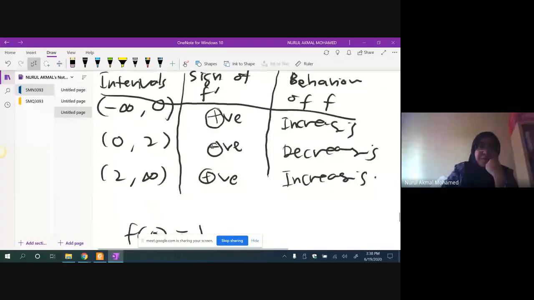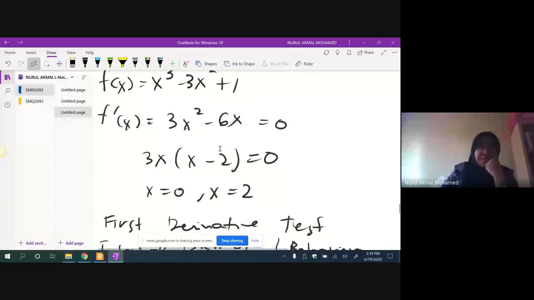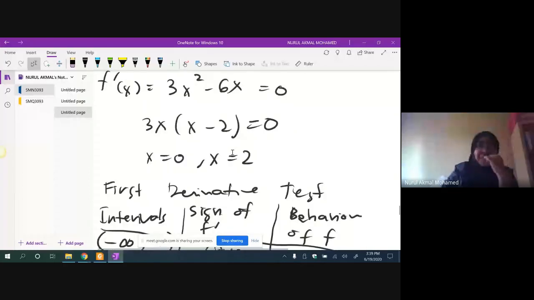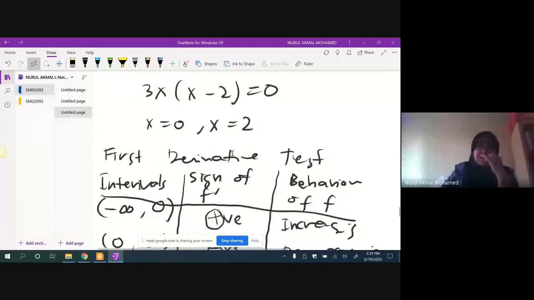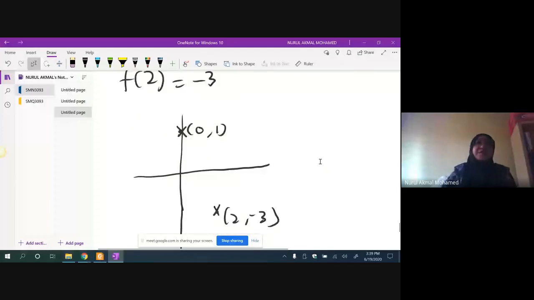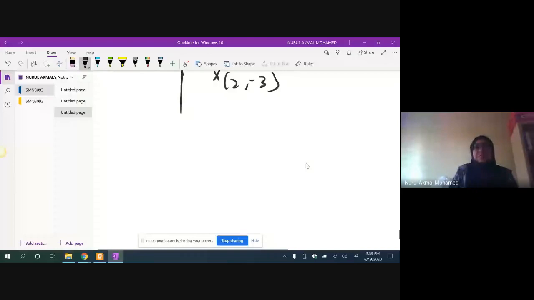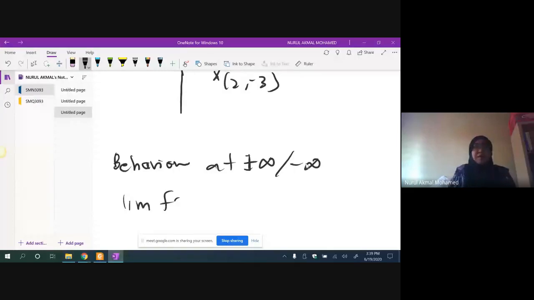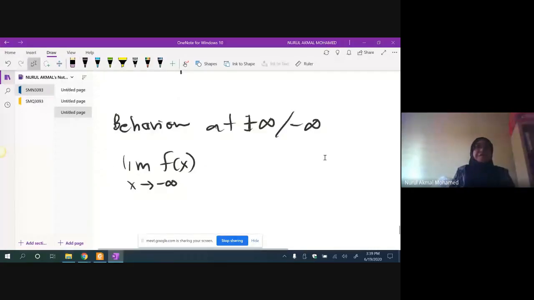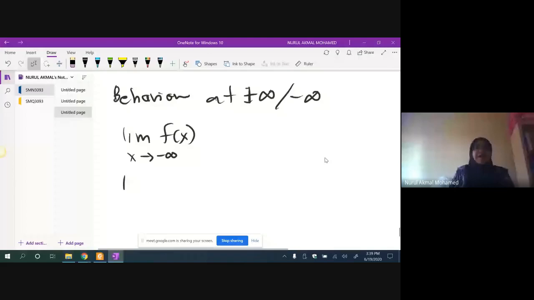Wait, we should have x equal to 0 and x equal to 2. So firstly it is increasing. Okay, behavior at infinity, either positive infinity or negative infinity. So the limit of f as x tends to negative infinity, and the limit of f as x tends to positive infinity.